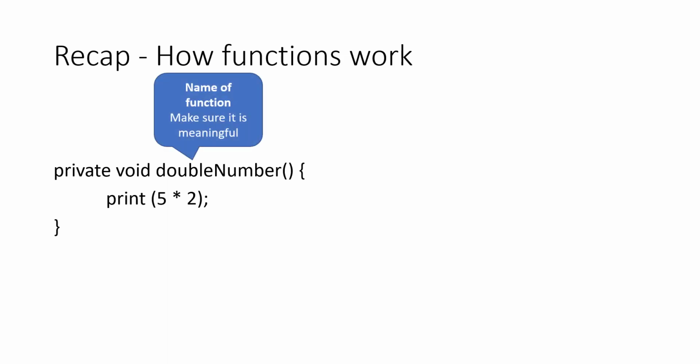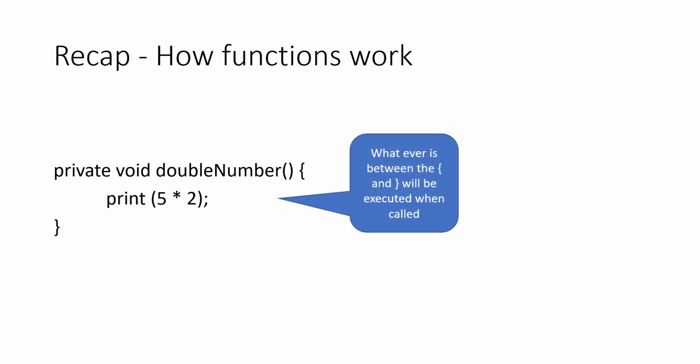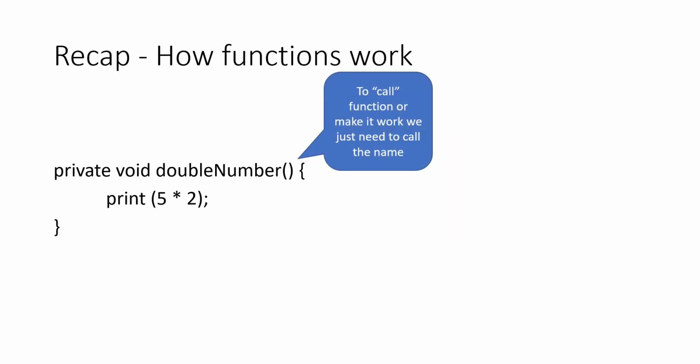The next thing is the name of the function. Make sure you choose a meaningful name for the function. And the name should be followed by a bracket, which is these two brackets here. Then following that, you'll have an opening squiggly bracket and a closing squiggly bracket. These are the start and end of the function. Whatever's in between those will be executed when the function is called.